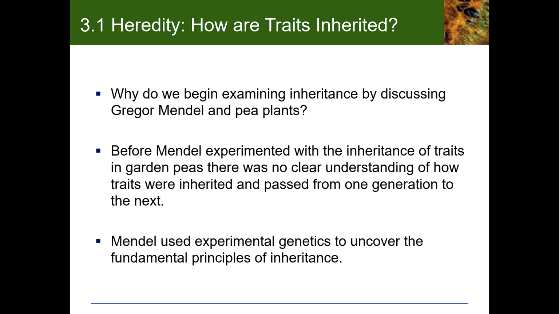Okay, here we go. Heredity. How are traits inherited? Well, first of all, why do we begin by examining inheritance and discussing Gregor Mendel and his pea plants? You may or may not know Gregor Mendel or remember him from biology, but he was the Austrian monk that did the cross pollination with the pea plants and discovered a lot of things about heredity. So, before Mendel really experimented with the inheritance of traits in garden peas, there was really no clear understanding of how traits were inherited and passed from one generation to the next. So Mendel used experimental genetics to uncover the fundamental principles of inheritance.